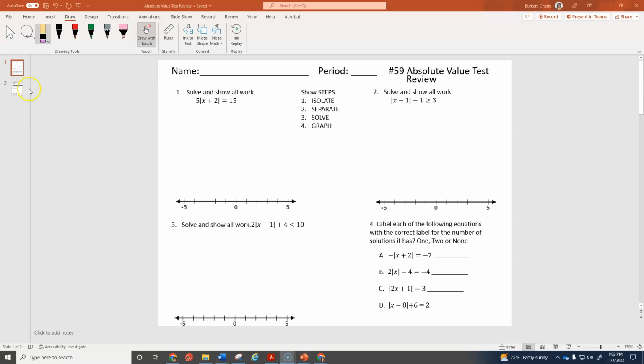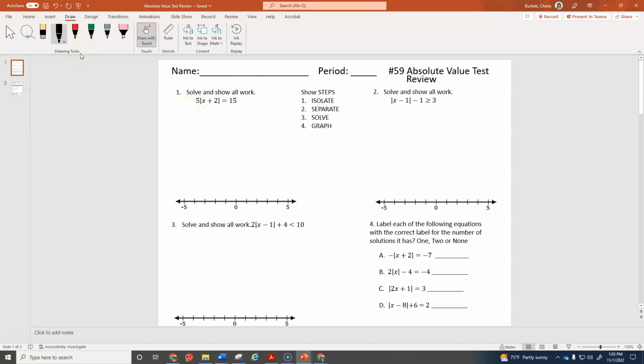Be sure you show your steps on the test. Step number 1 says isolate. That means that this absolute value bar right here has to be isolated. There should be nothing on the outside. We're going to isolate it by getting rid of that 5.